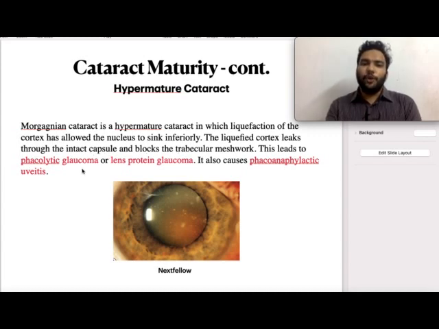And then coming to the liquefied cortex, it leaks through the intact capsule and blocks the trabecular meshwork. This leads to phacolytic glaucoma, that is lysis of the lens particles, and they go and attach to the trabecular meshwork. Also called lens protein glaucoma, it's all the same. And phacoanaphylactic uveitis: there will be an allergic, anaphylactic reaction to the lens proteins, and that will lead to uveitis. That's called phacoanaphylactic uveitis. So these are the terms which you should know: phacolytic glaucoma and phacoanaphylactic uveitis.